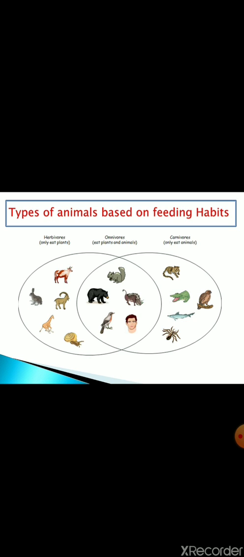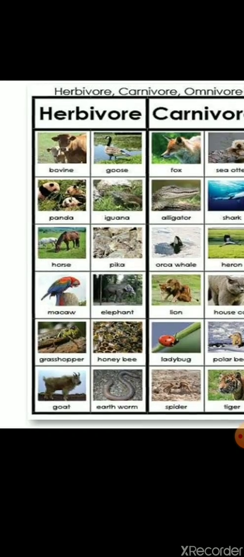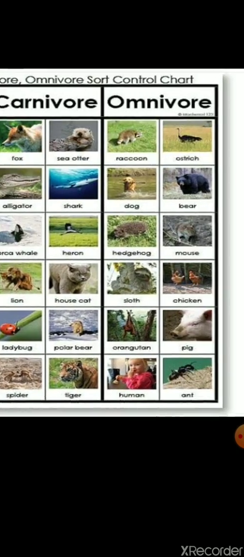So animals which are in the center, which means they are in both the circles, in the circle of herbivores and also in the circle of carnivores, we call them omnivores. Now we are going to study in detail. You can see there are some pictures of animals which are herbivore, carnivore, omnivore. You can pause it and see it clearly and recognize them. It will be helpful for you.